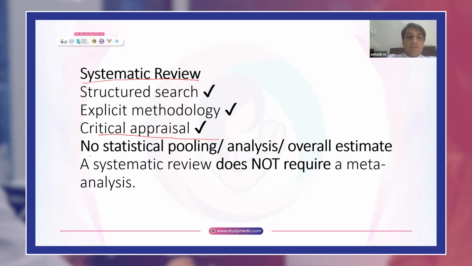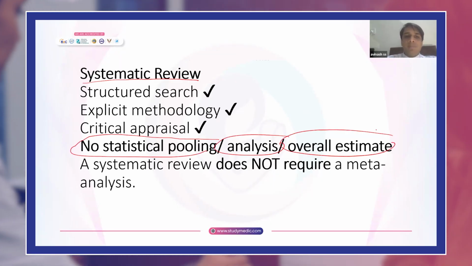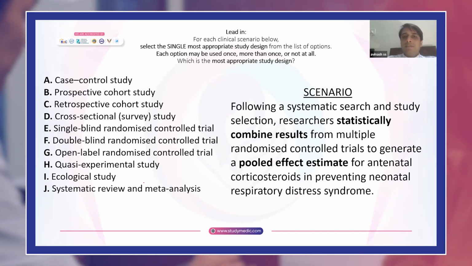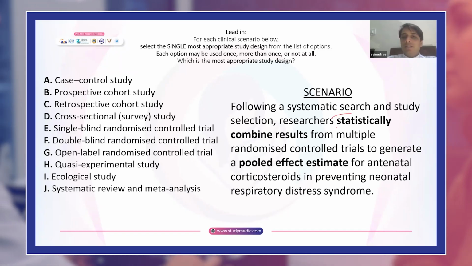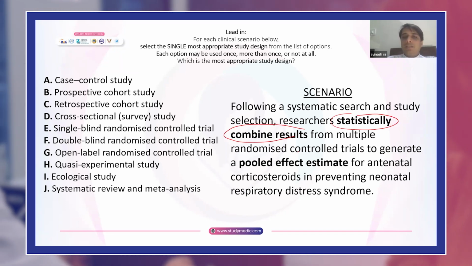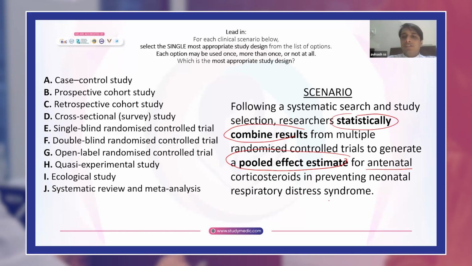There is no statistical pooling of the results. There is no analysis and there is no estimation of the overall estimate. You can see that all systematic reviews need not require meta-analysis. Now, what about meta-analysis? This is an example. Here, they do the systematic research, but they statistically combine the results from multiple randomized control trials and they generate a pooled effect estimate for antenatal corticosteroids in preventing neonatal respiratory distress syndrome or not.